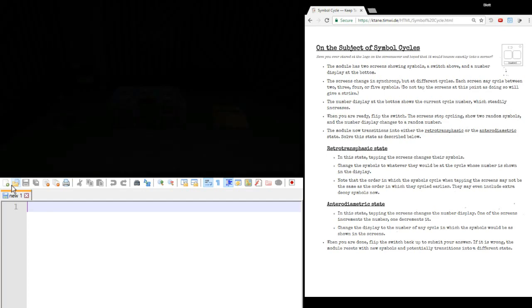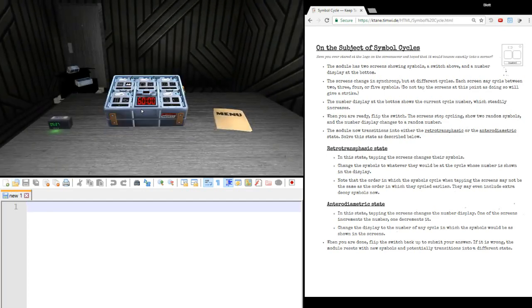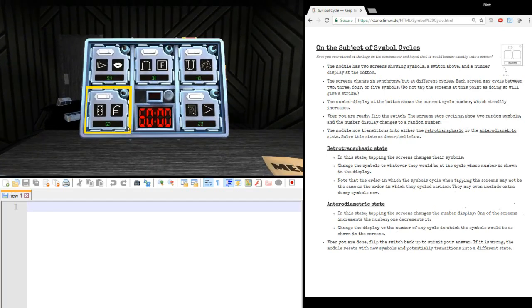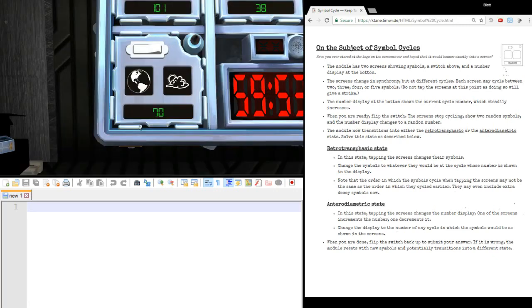I have the manual page up for this one. However, we don't actually need it. We're just going to talk about the rules. There's nothing on this you have to reference when you're doing the module. So it's there as a reference, but we don't have to do anything with it. Having said that, let's talk about how this module works in general.